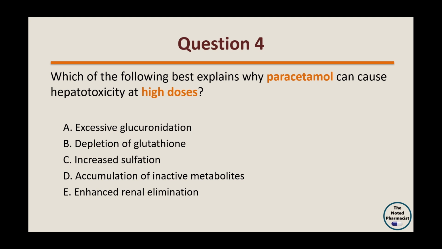Which of the following best explains why paracetamol can cause hepatotoxicity at high doses? Option A, excessive glucuronidation. Option B, depletion of glutathione. Option C, increased sulfation. Option D, accumulation of inactive metabolites. Option E, enhanced renal elimination.